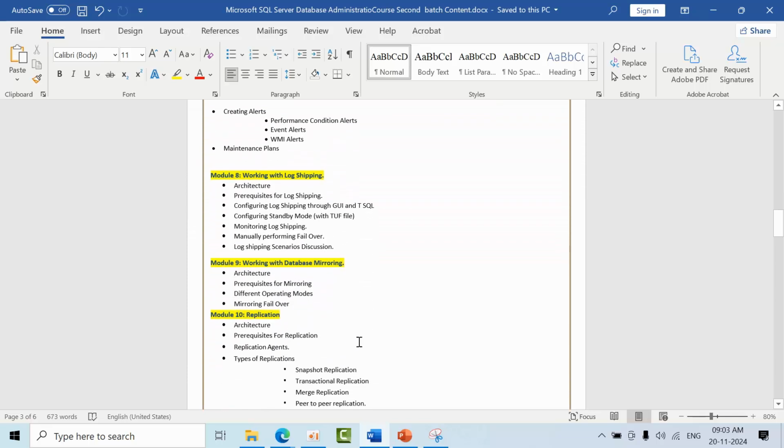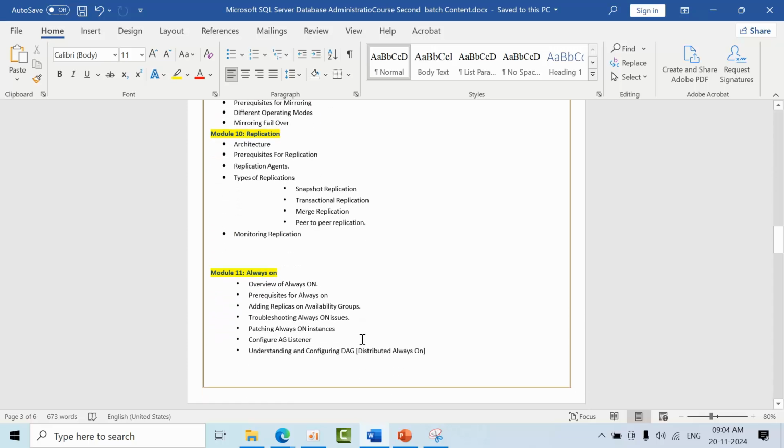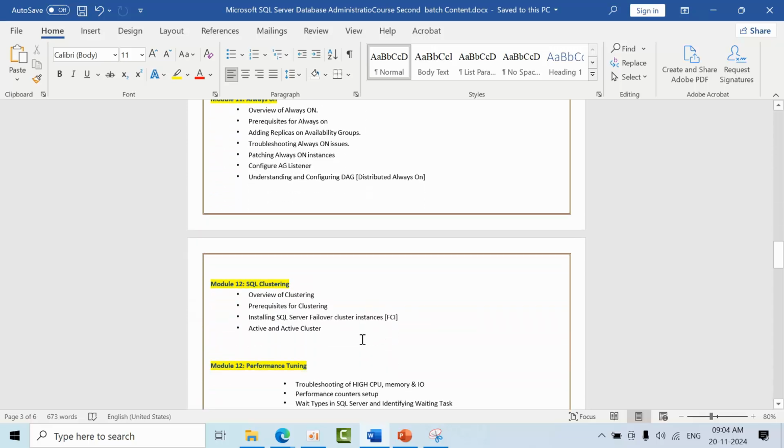Now coming to level 2, it is all high availability and disaster recovery solutions: how we need to configure log shipping, database mirroring, replication, Always On, and SQL clustering. All of this we call level 2.